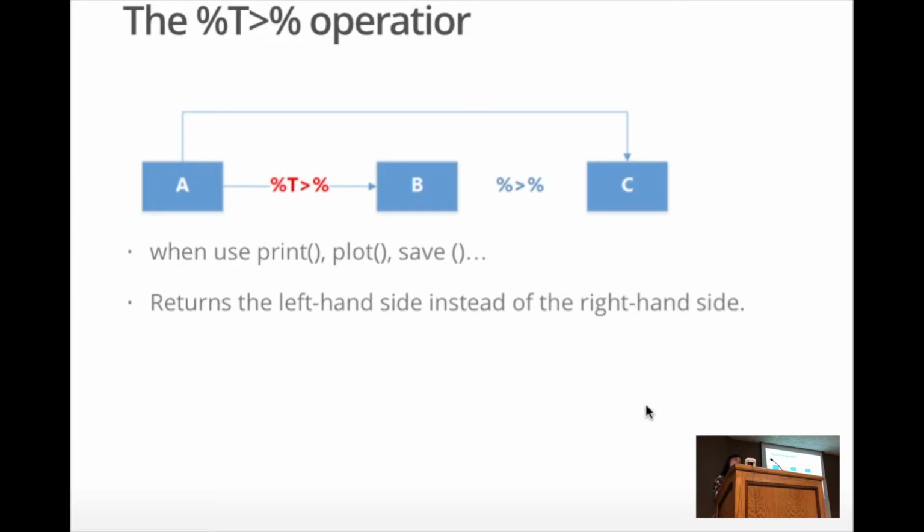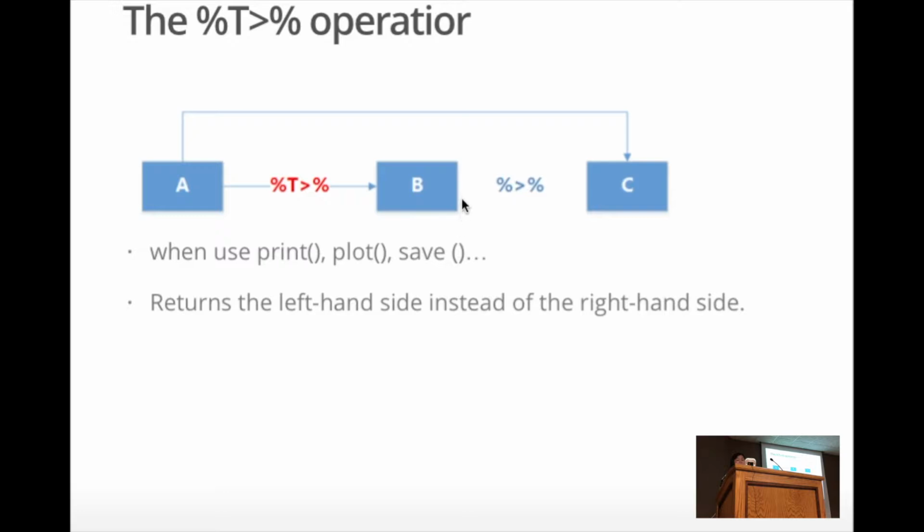The T operator is another operator that comes from the magrittr package. When you pass A as an argument to your B function, what if your B function is a print, plot, or save? The data set you have is not a matrix or a data frame. Therefore, you cannot continue passing to your C function. In this way, you can use a T operator.